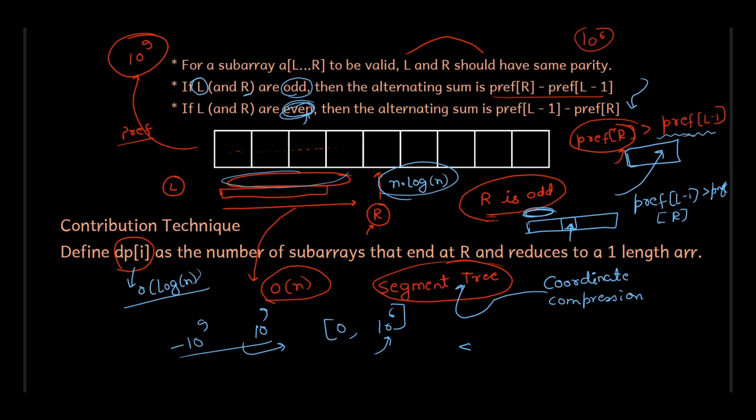The answer will be simply the summation of dp of i, because dp of i means how many subarrays are reducible to length 1 and end at a particular index i. All the subarrays that we are looking for have to end at some index, so you simply sum it up. So this is the easy, boring, trivial solution.